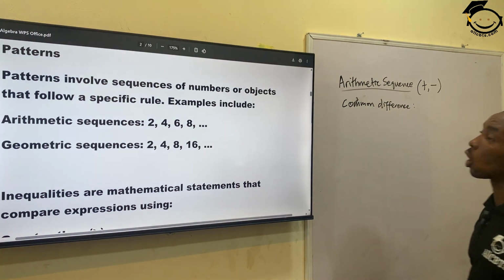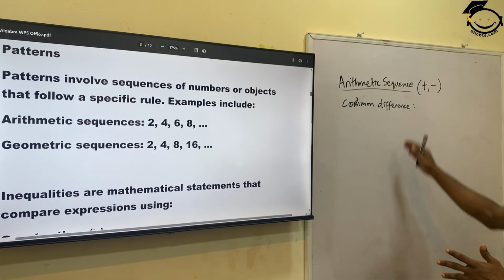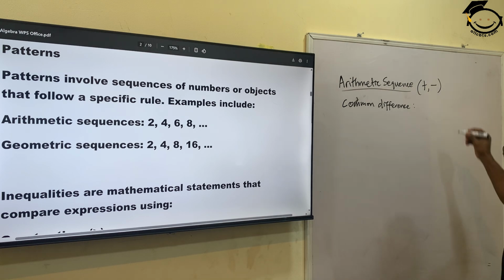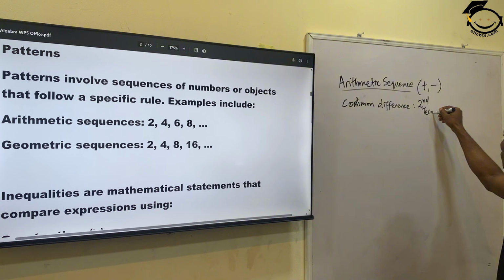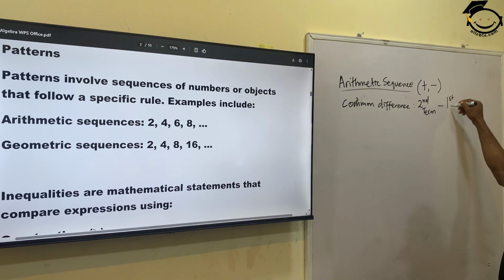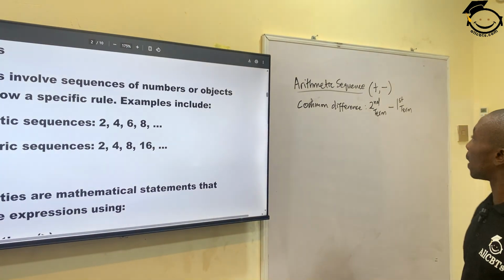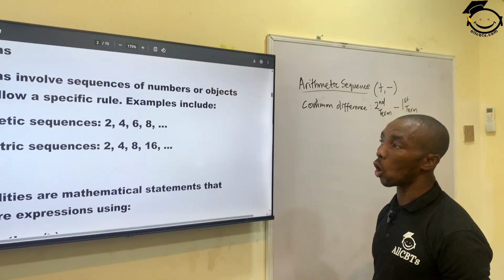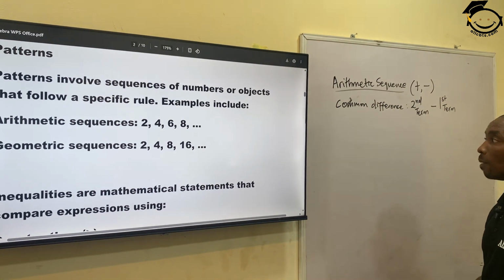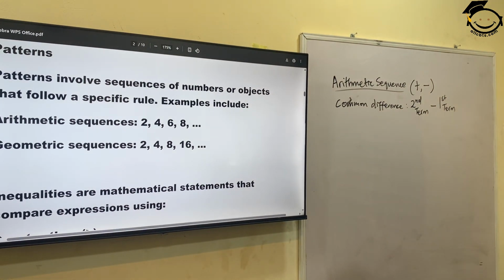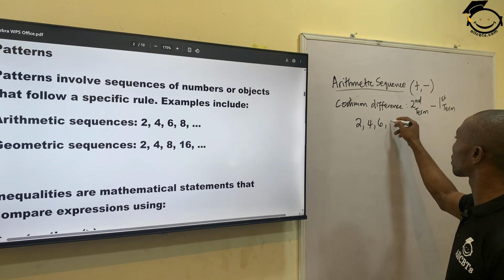We have what we call the common difference in arithmetic progression. In order to find the common difference of our arithmetic sequence, we do our second term minus our first term, or the third term minus the second term, or the fourth term minus the third term.